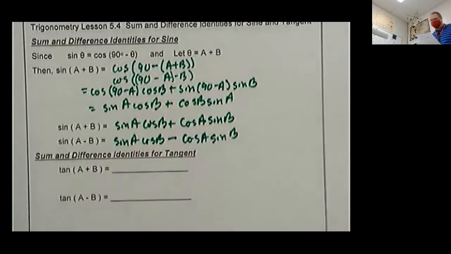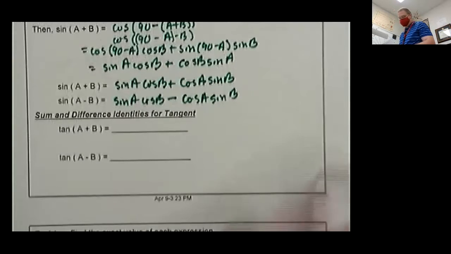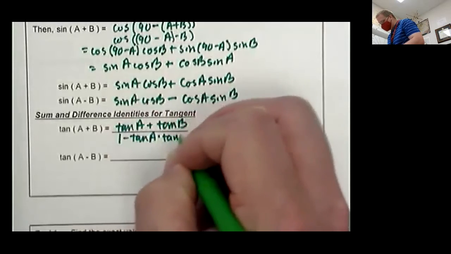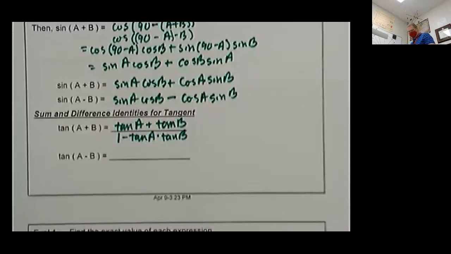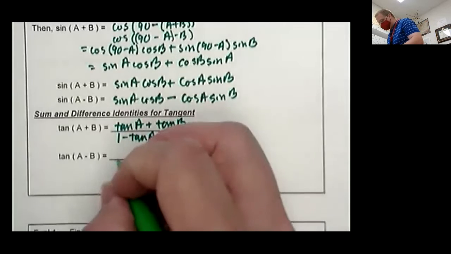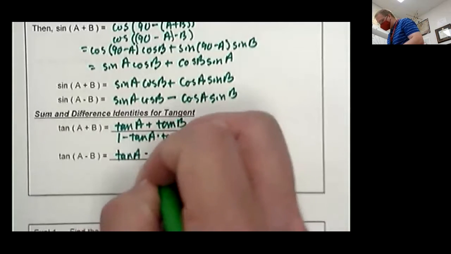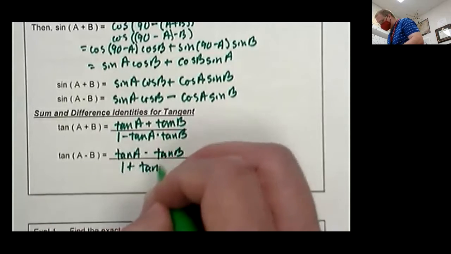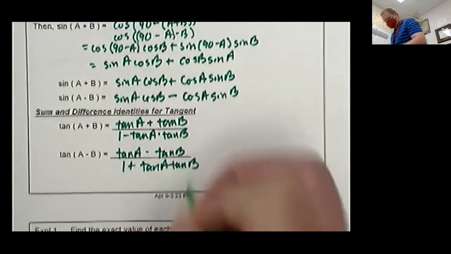Sum and difference for tangent. I'm not going to prove these to you. I'm just going to give them to you. So tangent of a plus b is tangent of a plus tangent of b over 1 minus tangent of a times tangent of b. And just like the others, we're going to switch signs for tangent of a minus b. That's going to be tangent of a minus tangent of b over 1 plus tangent a tangent b.